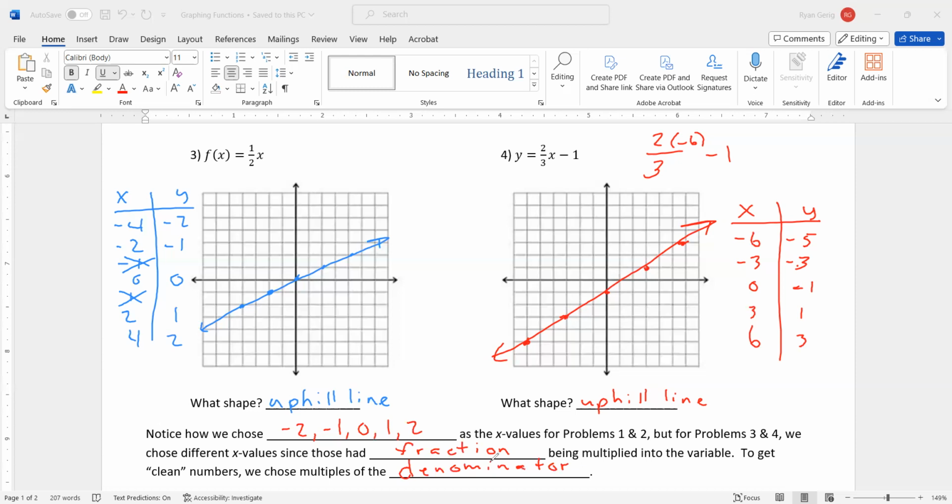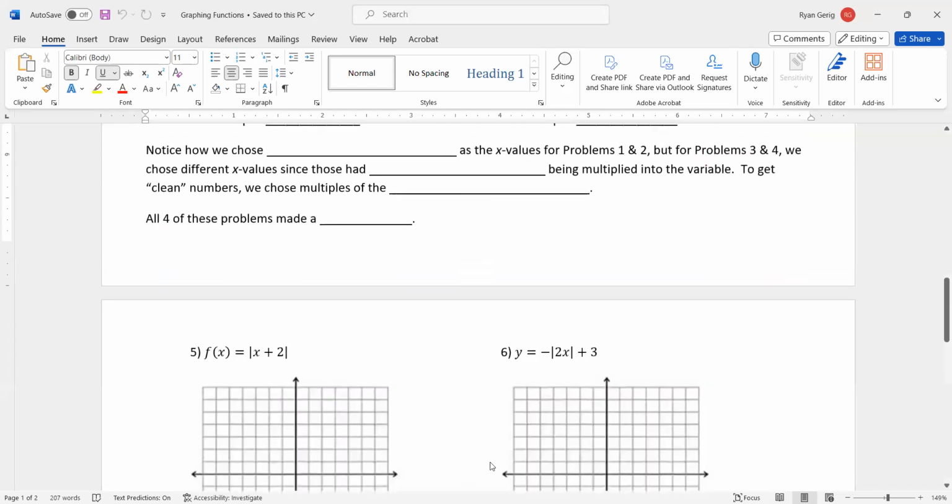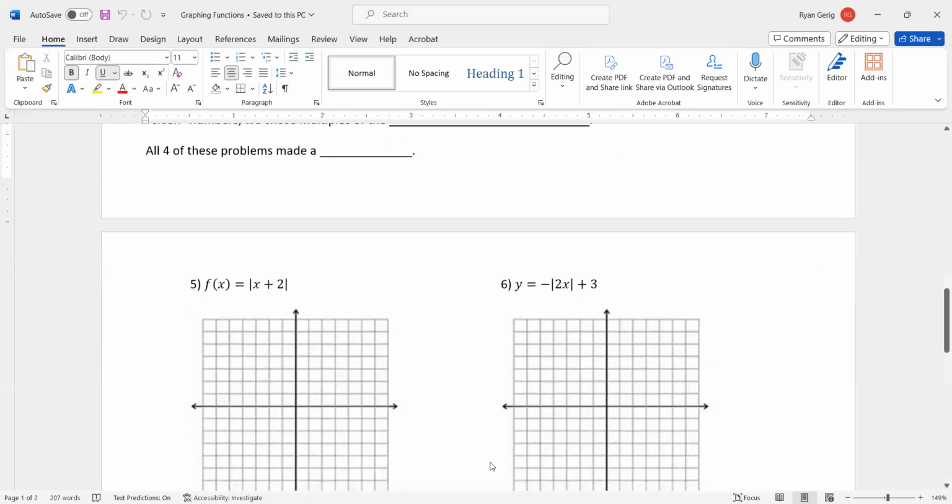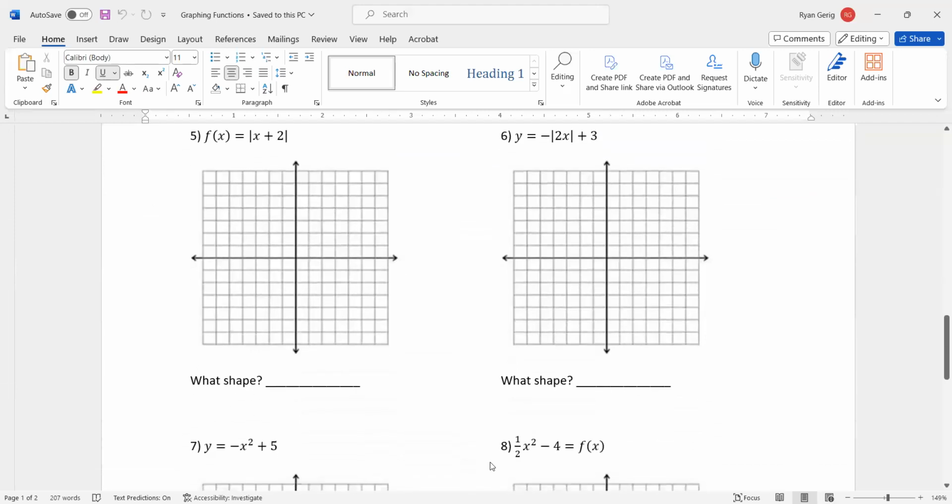So if I have a function that is, I'll change color so you can see what I'm doing here, y equals 3/4 x plus 2, you know to choose multiples of 4. So -8, -4, 0, 4, and 8. Okay, hopefully that makes sense. All 4 of these problems made a line like we already talked about. A little foreshadowing, they're not going to make a line on the back.